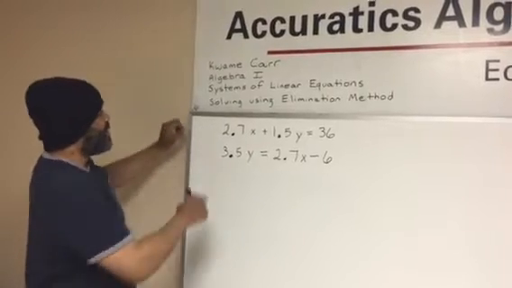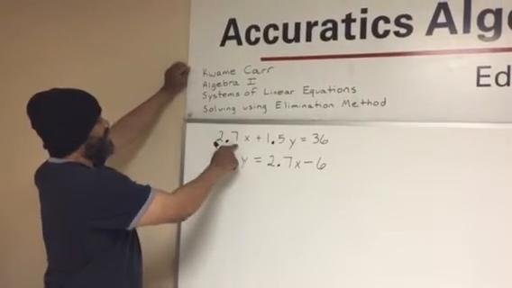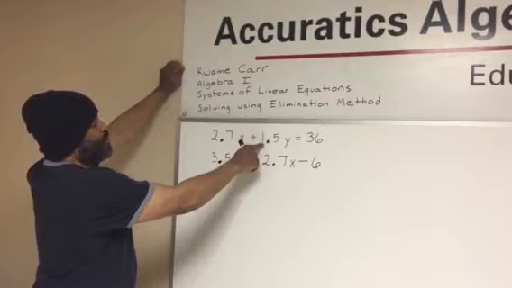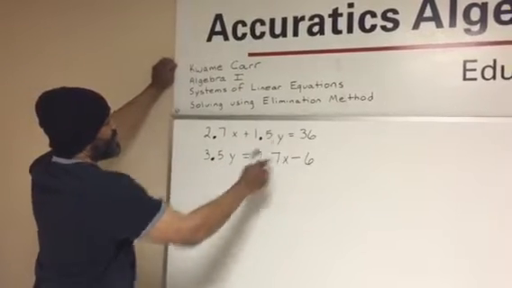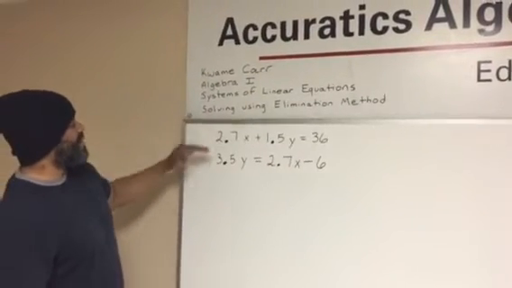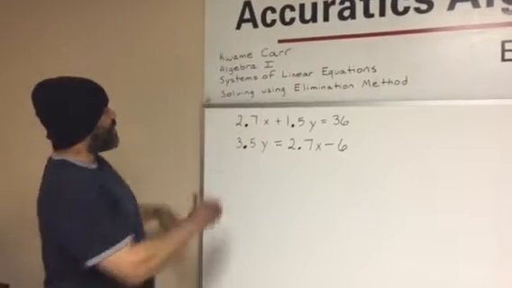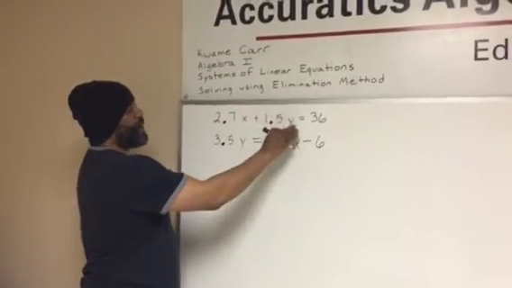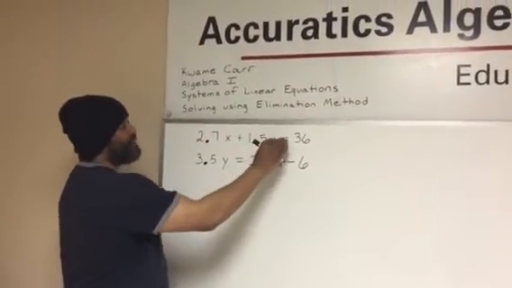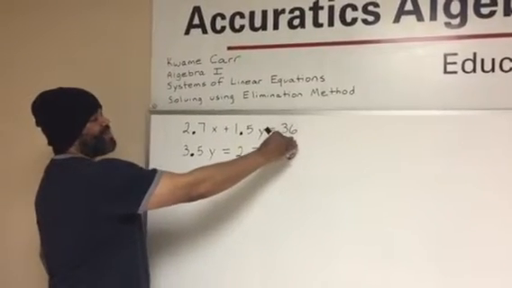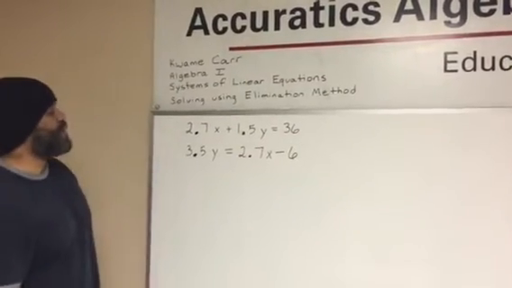So let's get started. The first equation reads 2 7/10 x plus 1 5/10 y equals 36. This top equation is in the order that I like to work because the x is in front of the y, because that's ABC order. You have the equal sign and then a constant, which is 36 on this side of the equation.